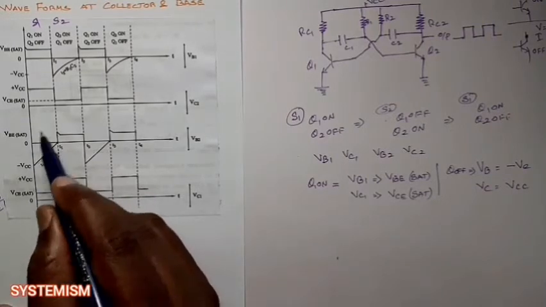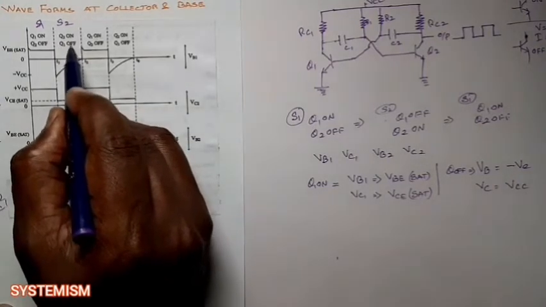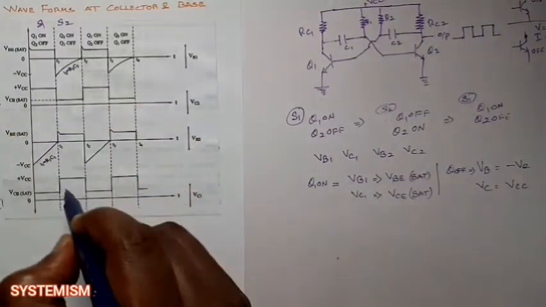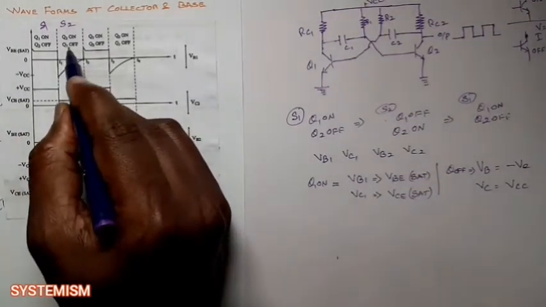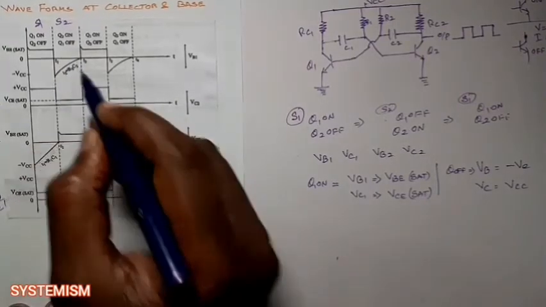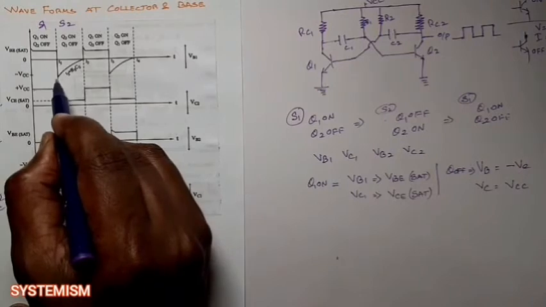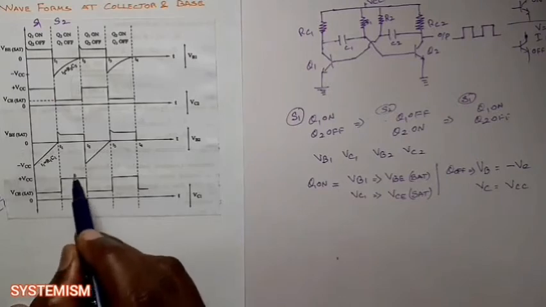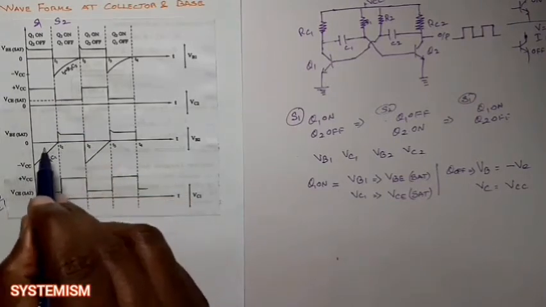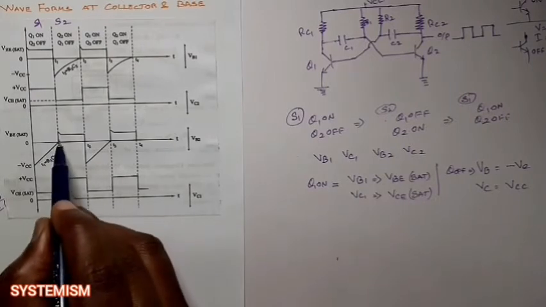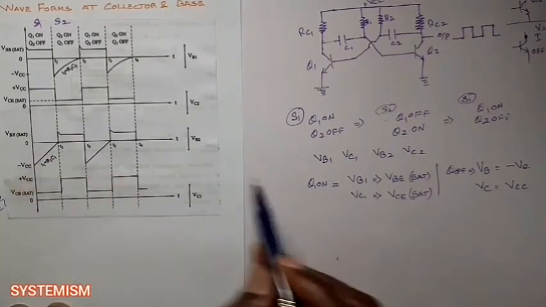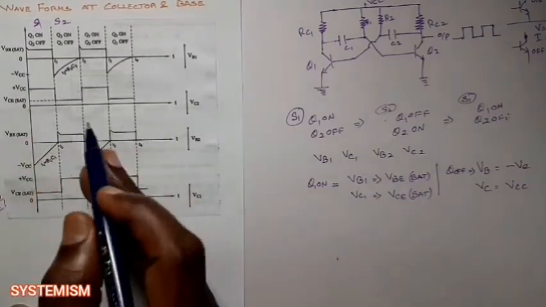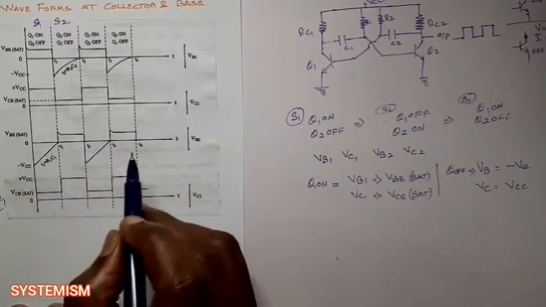In the same manner, what is the next state? The next state is Q1 off and Q2 on. The first two are for off transistors. Because Q1 is off, the base voltage is negative, and the off transistor's collector voltage is VCC. Then these two are for your on transistor. The on transistor's base voltage is VBE sat, and its collector voltage is VCE sat. Likewise you can easily draw this waveform.